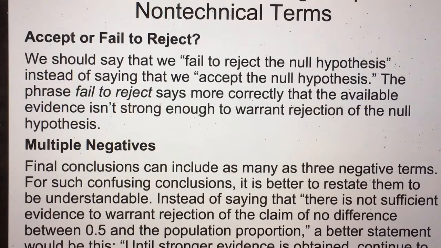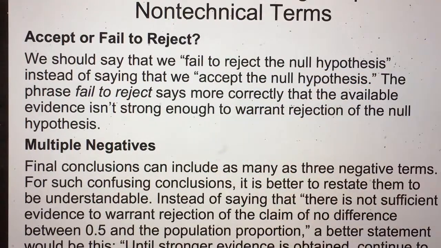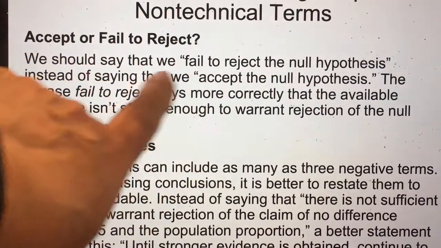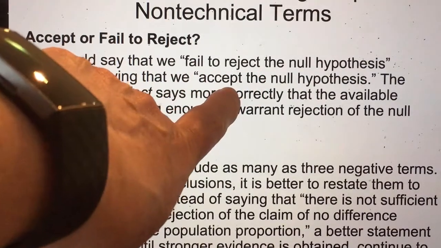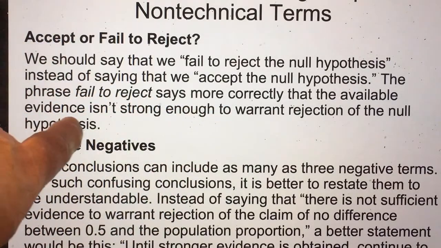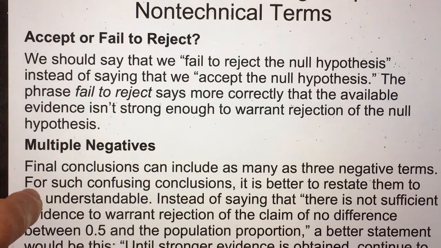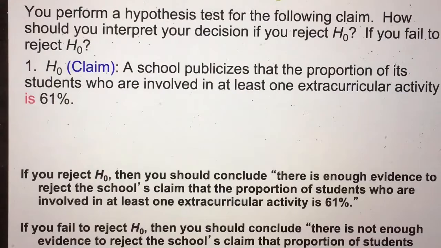All right, so restate the decision using simple and non-technical terms. We never say accept. We always say fail to reject. Okay, we should say we fail to reject the null hypothesis instead of saying that we accept the null hypothesis. The phrase fail to reject says more correctly that the available evidence isn't strong enough to warrant a rejection. Okay, and then they put a little warning here about multiple negatives in your wording. Try to make your wording clear, is what they're trying to tell you there.